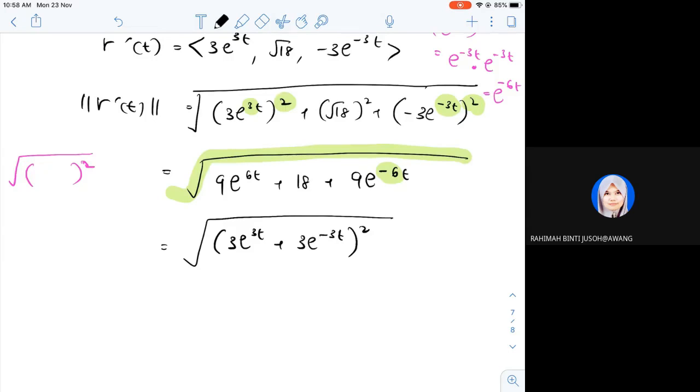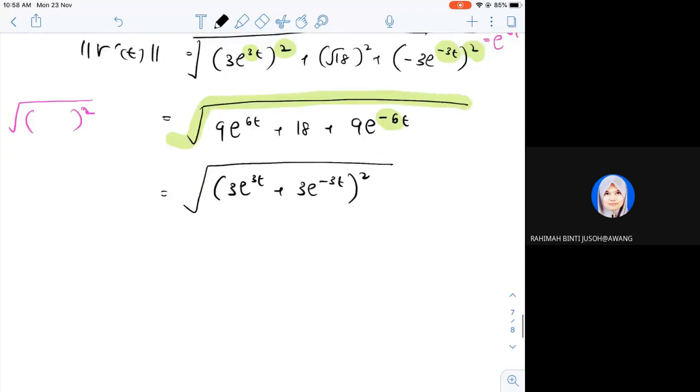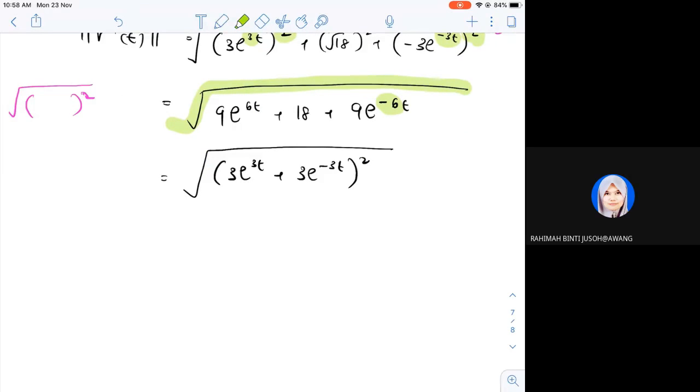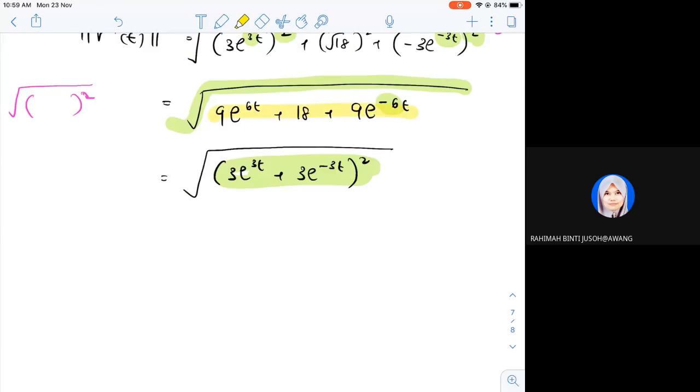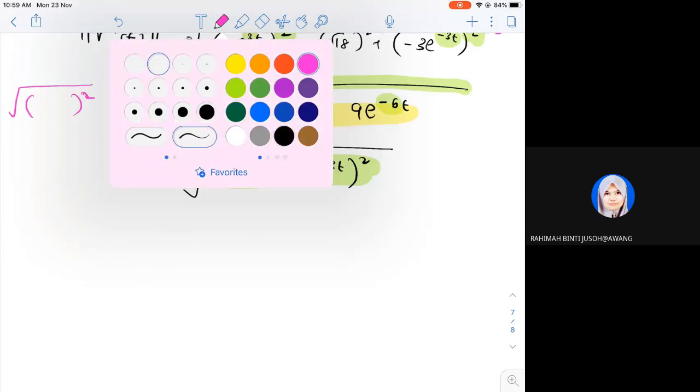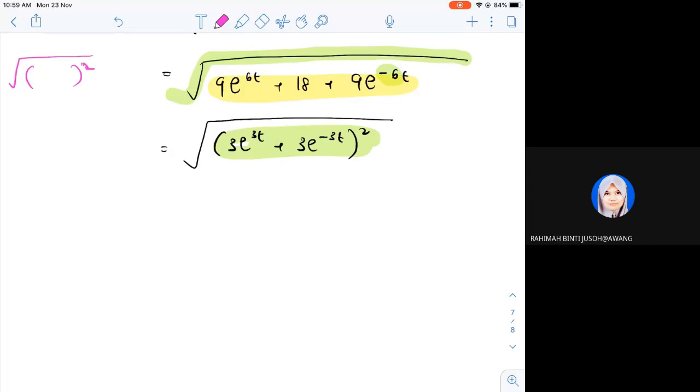Okay, so now I explain to you how this becomes this one. Macam mana menjadi sama? Okay, I will show you here. I will use the pink color. Okay, listen here carefully. Let us expand this one.